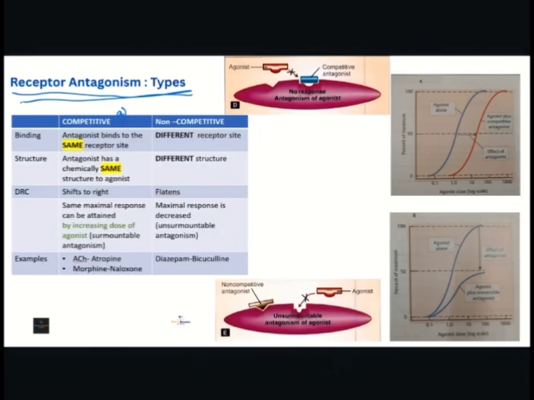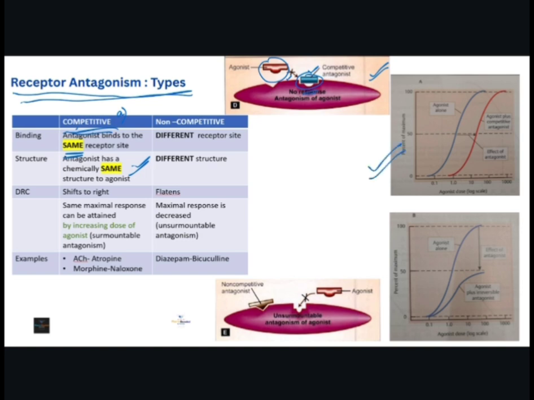So now coming to today's topic, that is receptor antagonism, the different types of receptor antagonism: competitive, non-competitive. Under competitive receptor antagonism, as you can see in this figure, the competitive antagonist and the agonist compete for the same receptor site. And the second point is that the agonist and the antagonist have a similar chemical structure. So what are the first 2 points? Agonist and antagonist compete for the same binding site. Second, agonist and antagonist have the same chemical structure.